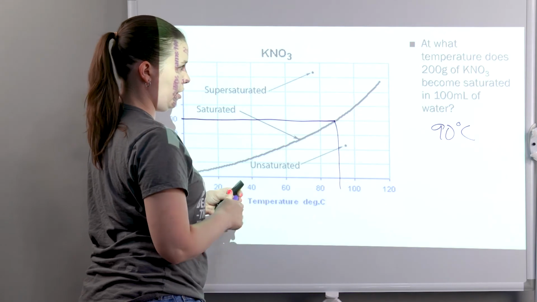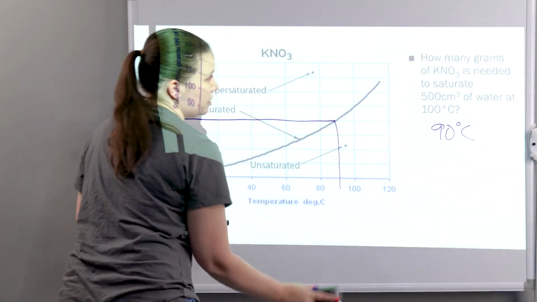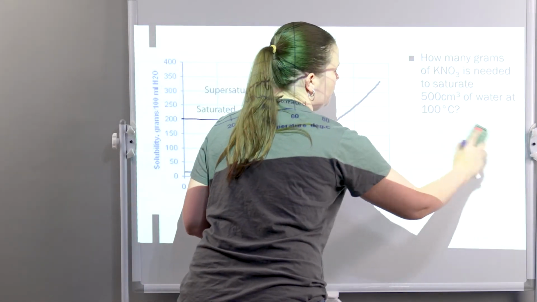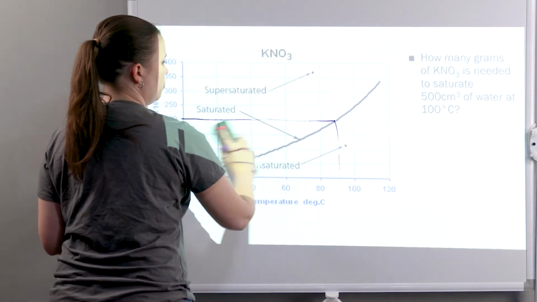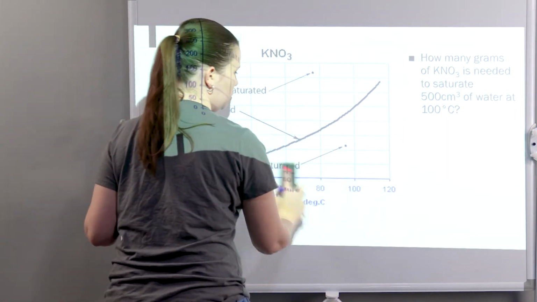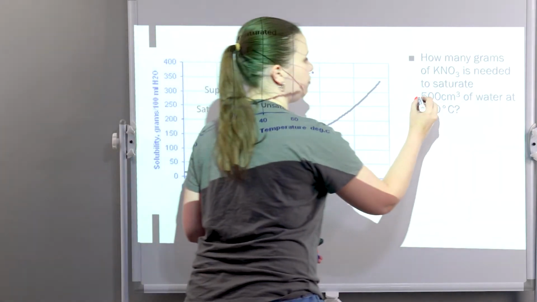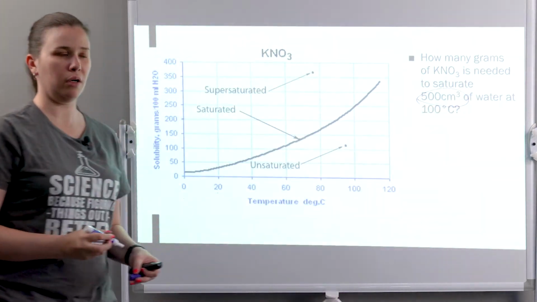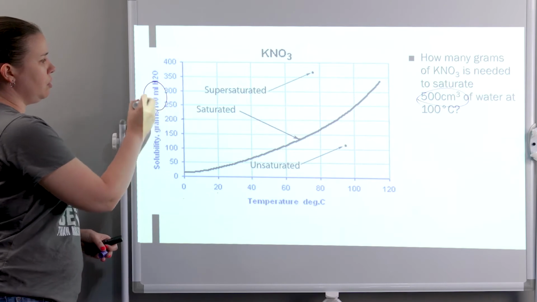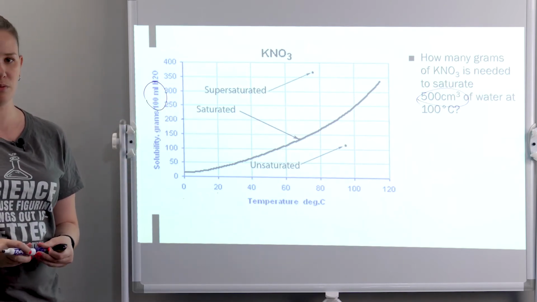So I'm reading the line. Let's try one that's a little bit trickier. This time it does tell me the temperature and asks for grams, very similar to the first question. But the thing that's different this time is that it asks for 500 cubic centimeters of water, which does not match up to my 100 milliliters of water.